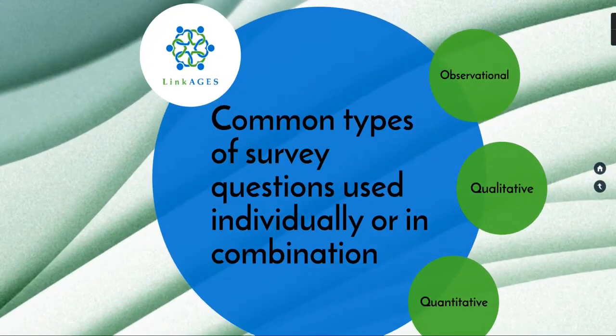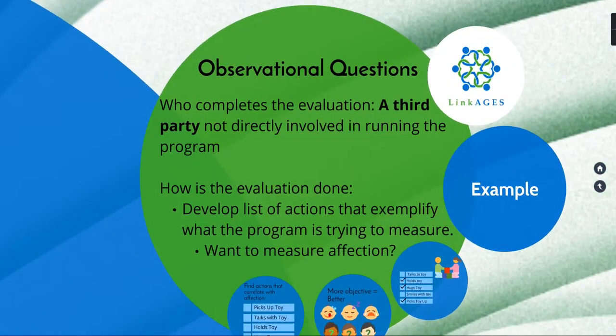First, let's go over common types of survey questions. Keep in mind, you can use these individually or in combination with each other. Now, let's go over observational questions. Observational evaluation is completed by any third party or trained staff not directly involved in running the program. They are observing the program from the outside.